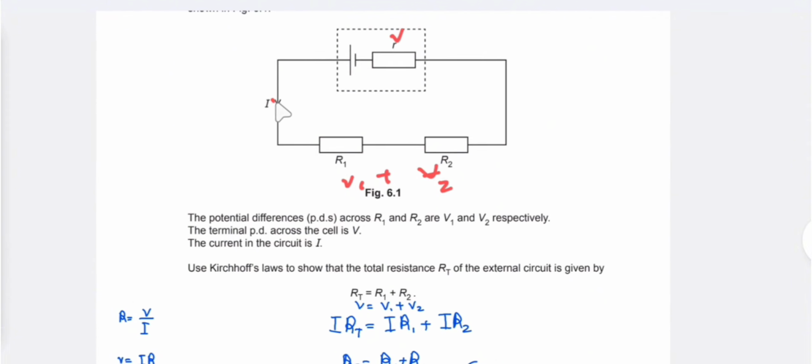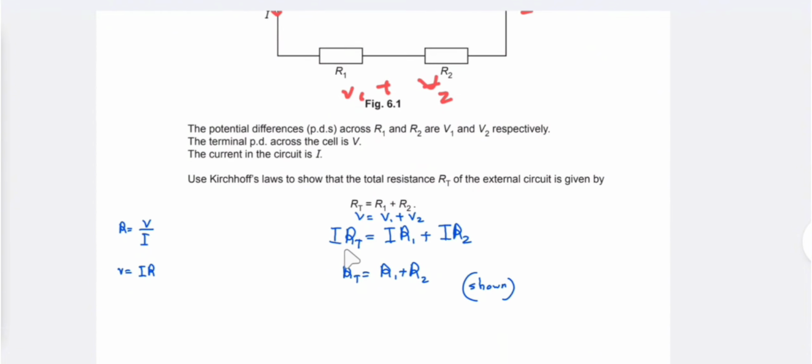And since the current entering a junction is equal to the current leaving a junction, and for a series circuit the current remains the same, we can eliminate I from the equation. Here we can see that R total is equal to R1 plus R2.